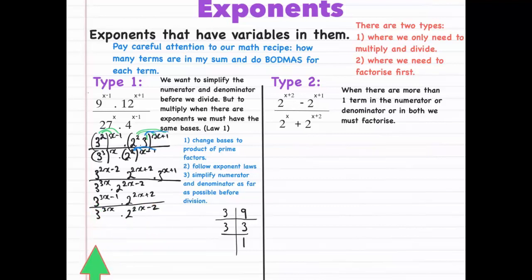There's a 3 and a 3. So I write the 3. Then I take the top exponent, which is 3x minus 1. And I minus the bottom exponent, which is 3x. Okay, so there we go. Same with the 2, I write the 2. Then I take the 2x plus 2, which is the exponent here at the top. And I minus the bottom one, but there's something you have to remember here.